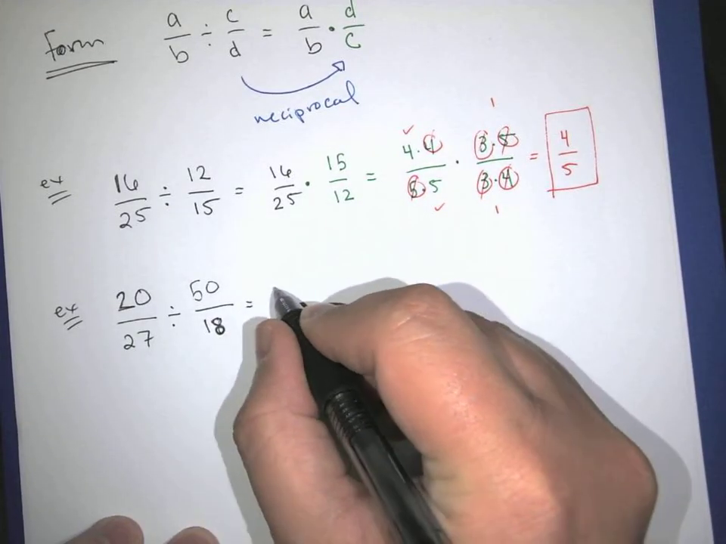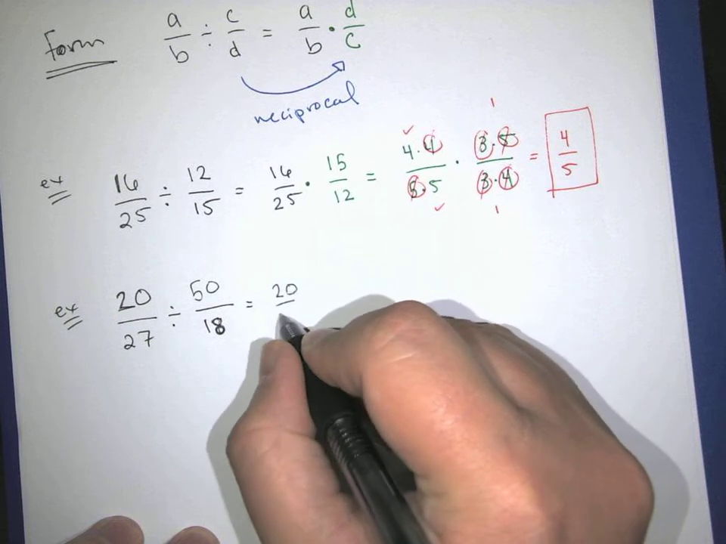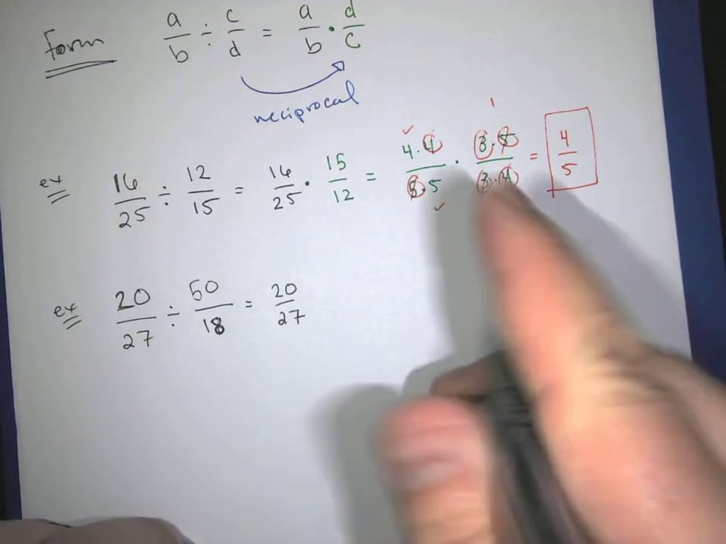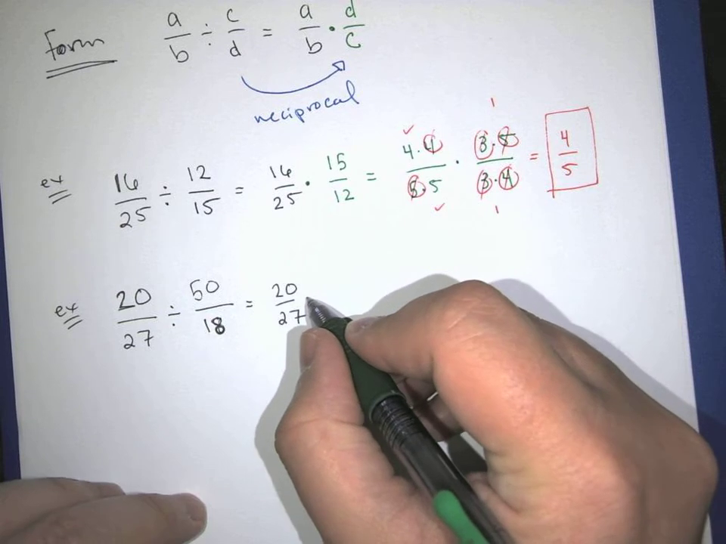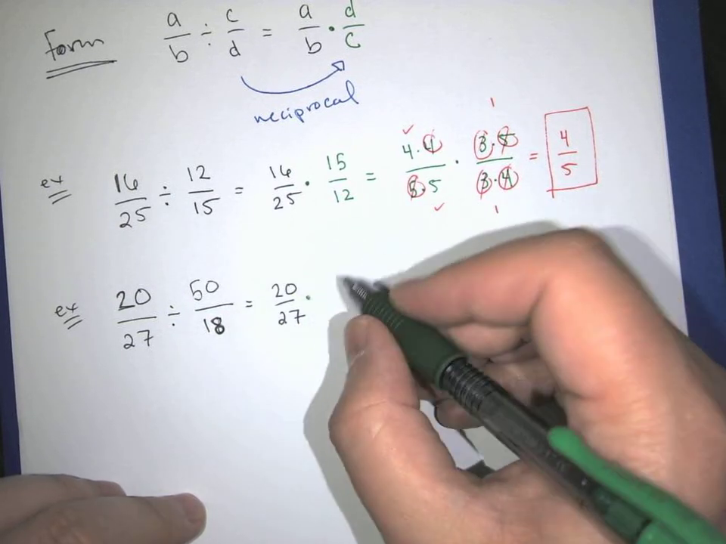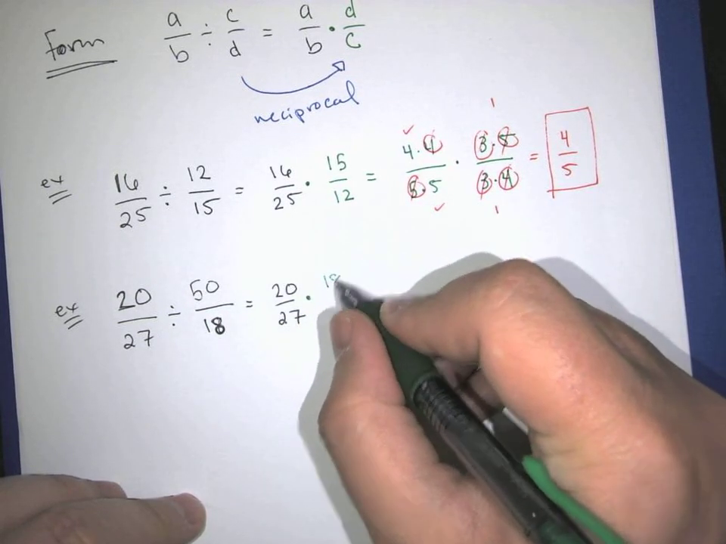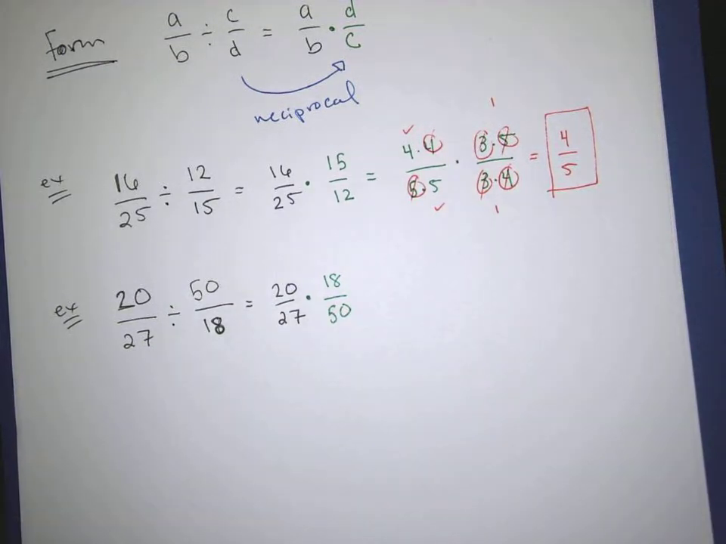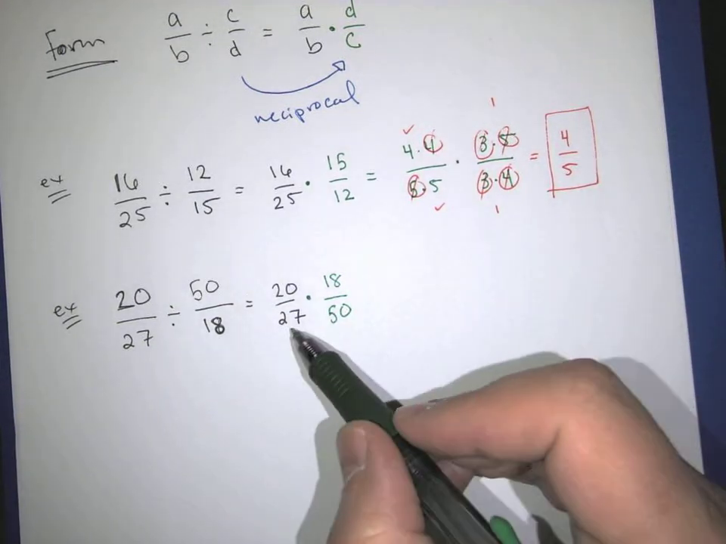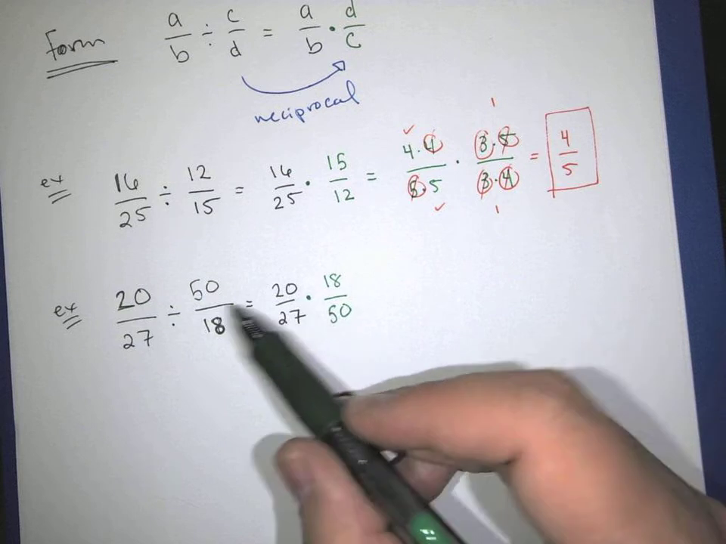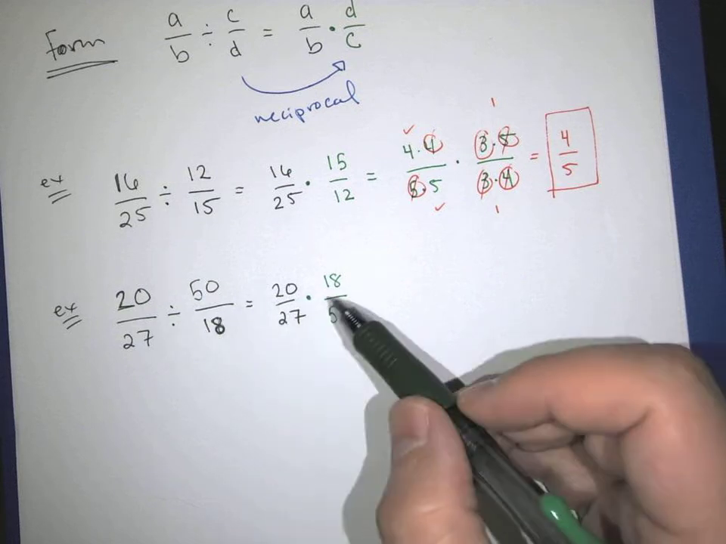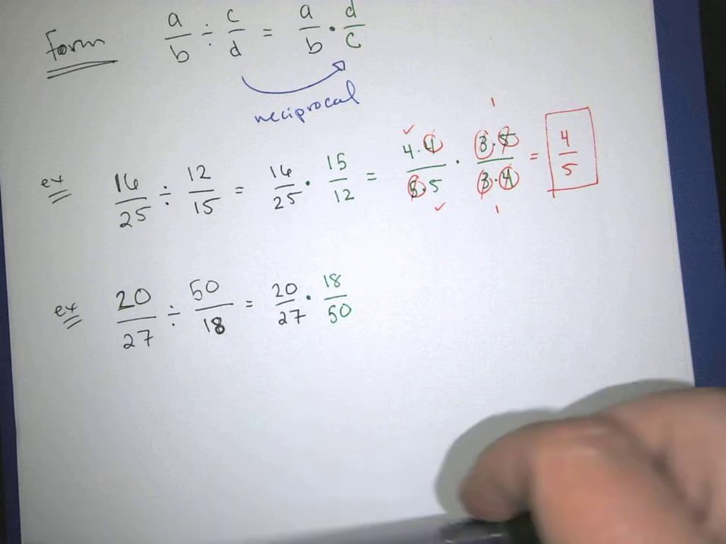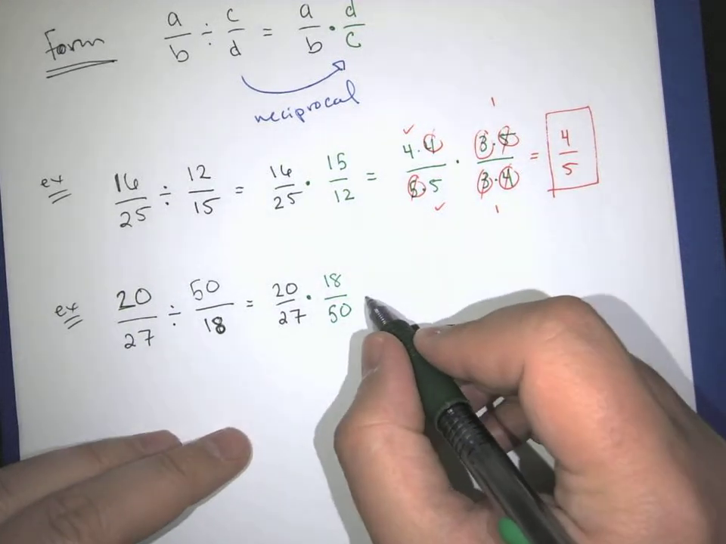So the first thing is just to rewrite this, 20 over 27. So that stays the same. Then we're going to change the operation from division to multiplication, and then we're going to flip our fraction. So this is the keep, change, flip idea, right? Keep the first thing the same, change your operation, division to multiply, and then flip this fraction to 18 over 50. Once we've done that, we can start taking these guys apart.